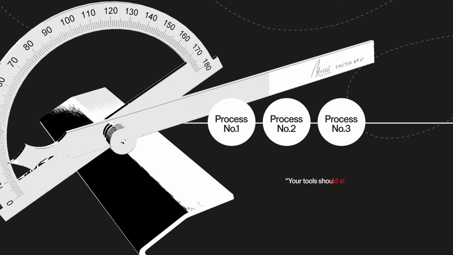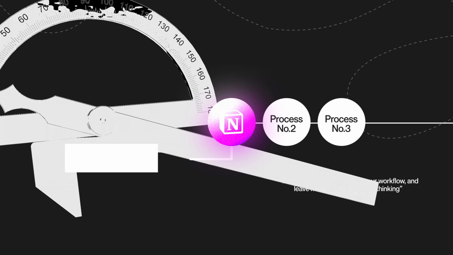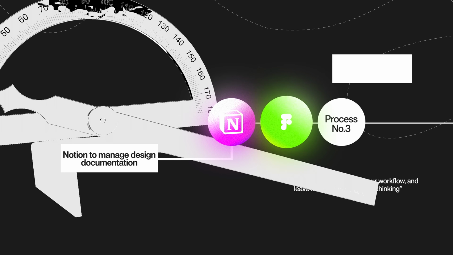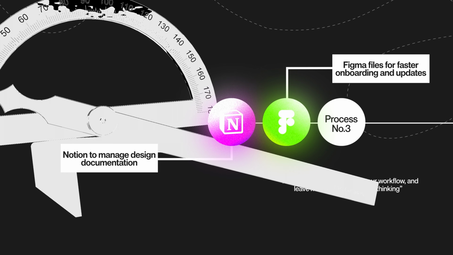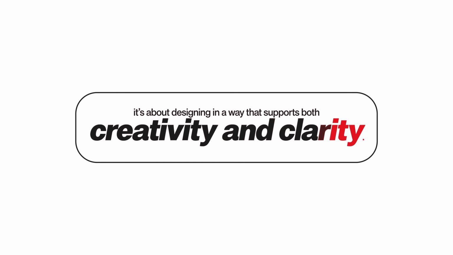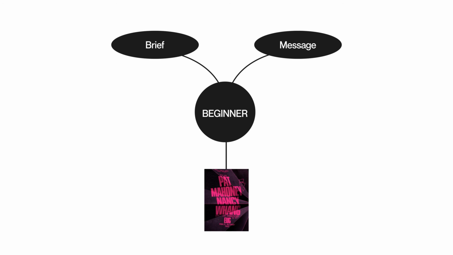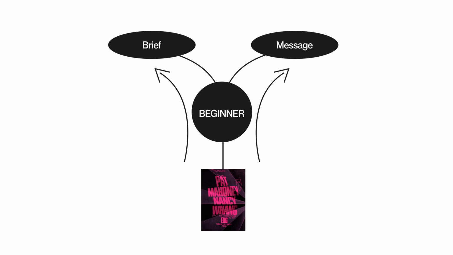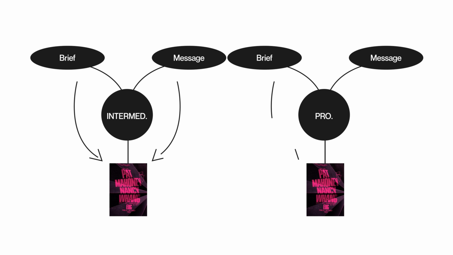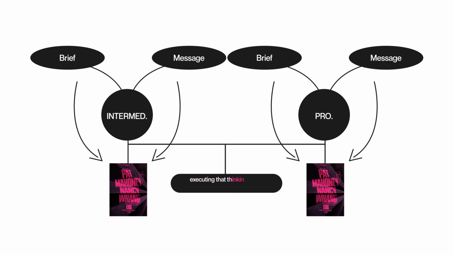Your tools should streamline your workflow and leave more space for critical thinking. That might look like using Notion to manage design documentation, or structuring your Figma files for faster onboarding and updates. It's about designing in a way that supports both creativity and clarity, and at this level, efficiency and depth go hand in hand. The TLDR here is that a beginner is just getting to grips with how every design choice should lead back to the brief and the design's message, but the upper 2 levels already have that nailed down. So it's more about executing that thinking in more streamlined and functional ways.